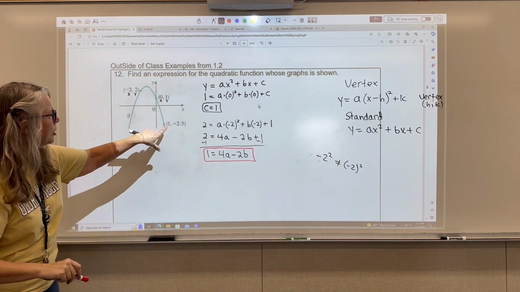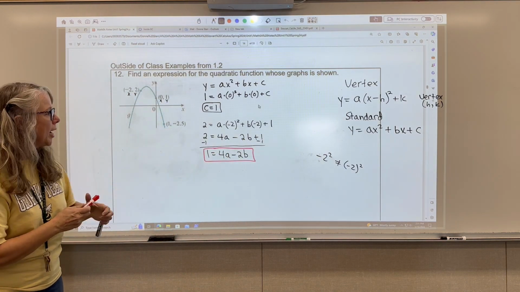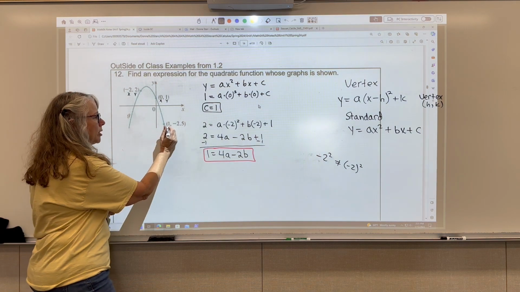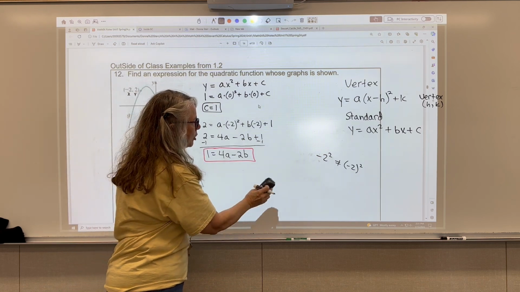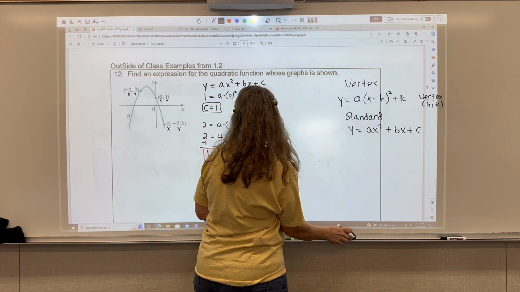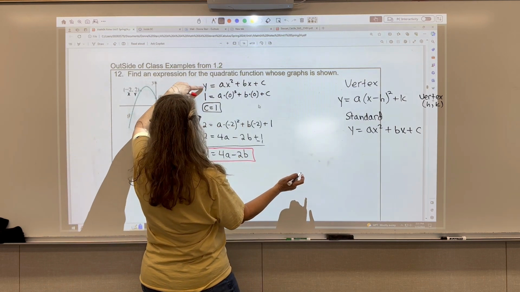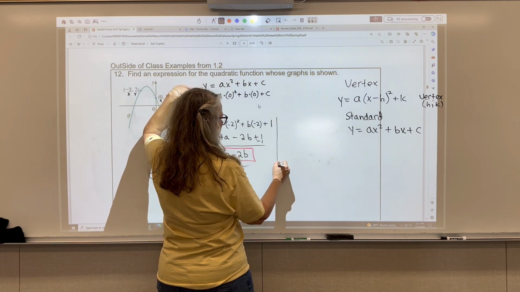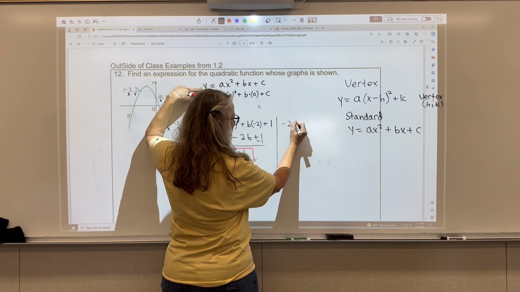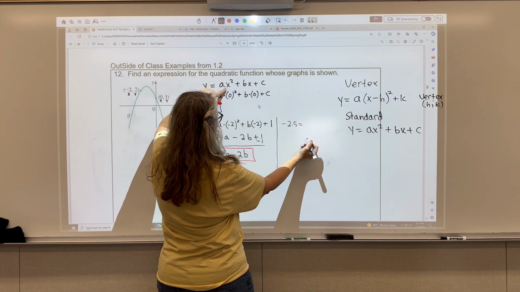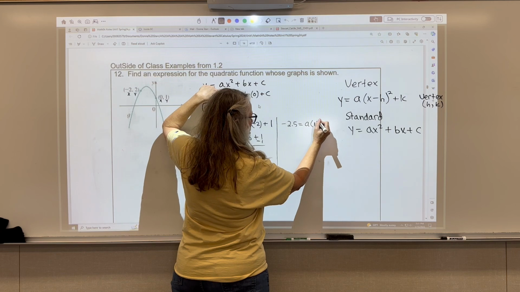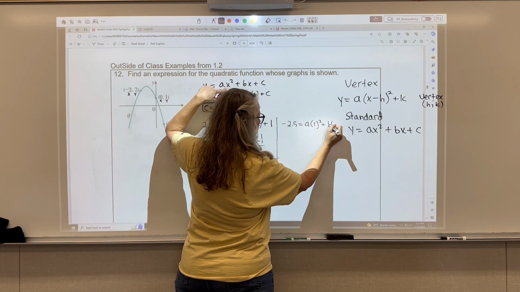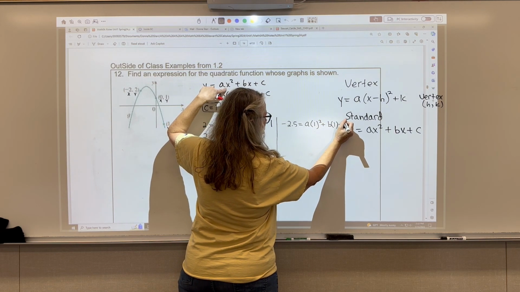Okay, so using this ordered pair over here, I can get another equation. Here it's saying x is 1 when y is negative 2.5. So I'm going to erase that off here, and right here in for y, I'm going to put negative 2.5 equals ax squared. So what was x? It was 1 squared plus b times 1 plus c, which is 1.